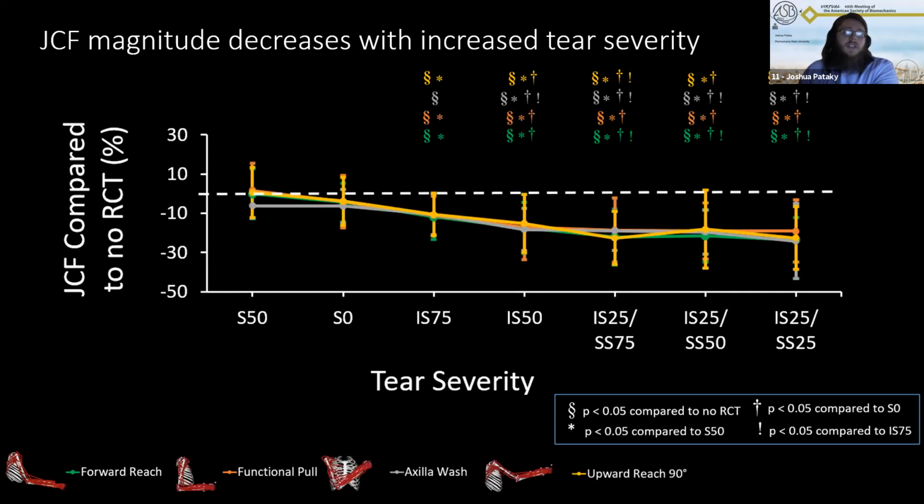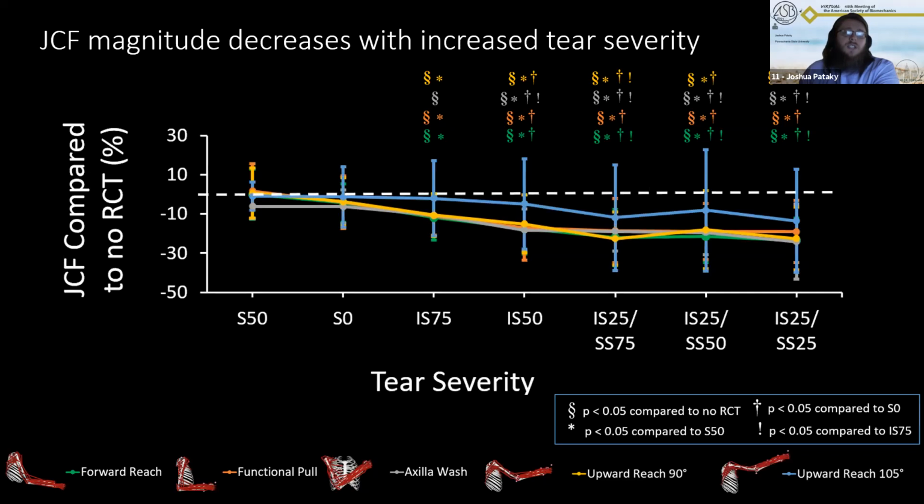Next, when we bring in the resultant peak joint contact force for the rest of the tasks, we see very similar results. For each task, there are small decreases in joint contact force for supraspinatus tear models. When the infraspinatus and then the subscapularis tendon is involved, there are significant reductions in joint contact force magnitude for most tasks. One exception to that is the upward reach to 105-degree task, which shows a decrease, though not a significant one, potentially from increased humeral elevation.